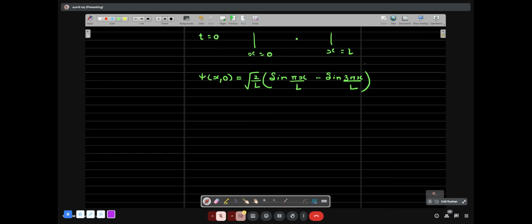It asks: its wave function at a later time t equal to mL square by 4 pi h cut, what will it be? This is the question. You have been given the wave function at t equals 0 and you have been given the time. This time the time is given, that after this much time, what will be the wave function of the same particle? Question clear?